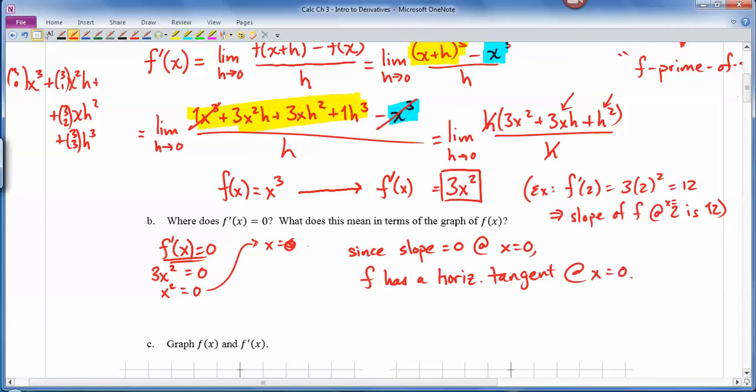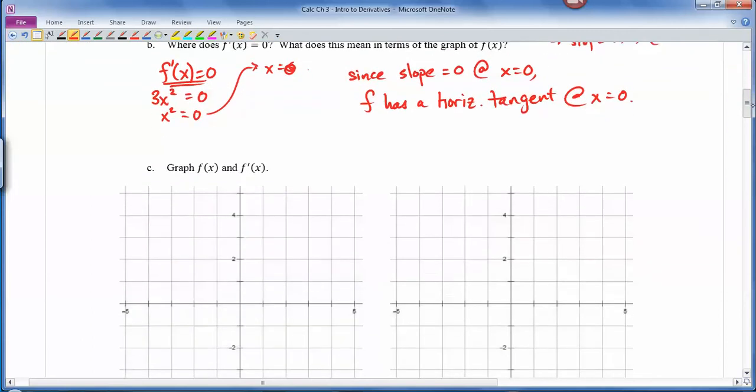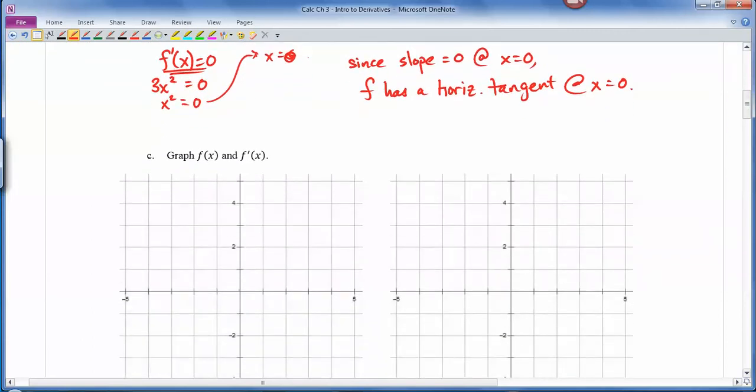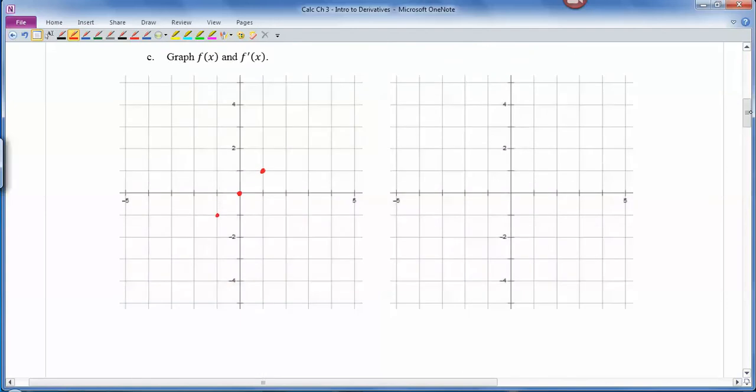Okay, so let's graph the two things. x cubed goes through 0, 0. When x is 1, it equals 1. When x is 2, it equals 8, so it'd be way up here somewhere. And then it does the same thing on the negative side in quadrant 3, so it'd be way down here somewhere. So our graph is going to do something like this.